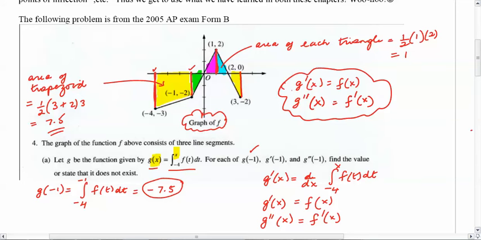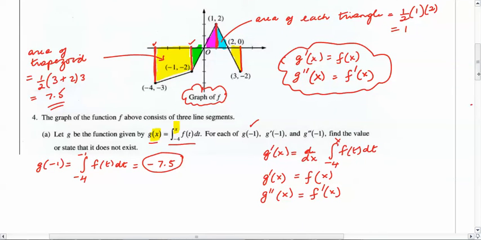And now I'm in a good position to figure out both g prime and g double prime of -1. G prime of -1 means if I look at my relationship there, g prime is the same as f, so that's f of -1. I have the graph of f. If the x value is -1, the y value is -2, so that's going to be equal to -2. And if I want g double prime of -1, that's the same as f prime of -1.